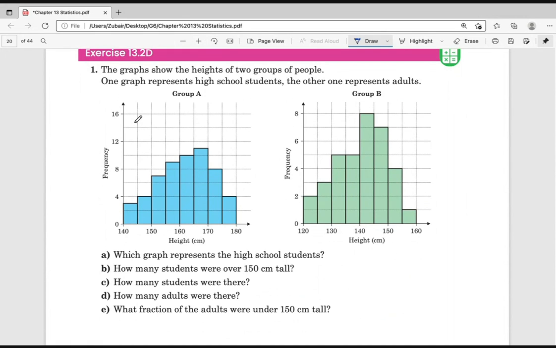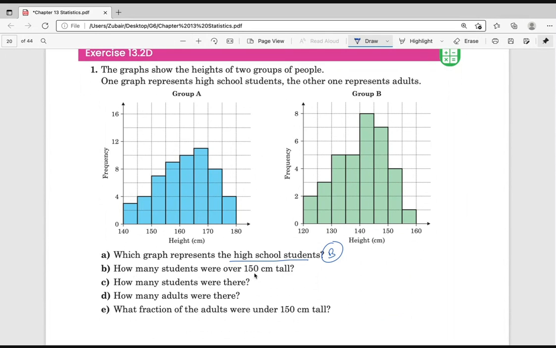Question number 1. The graph shows the height of 2 groups of people. One graph represents high school students and the other one represents adults. Which graph represents high school students? Okay, the frequency graph shows the heights of two groups. So it will be B, high school students is B, because it has less height, going up to 160, and in group A it goes up to 180.